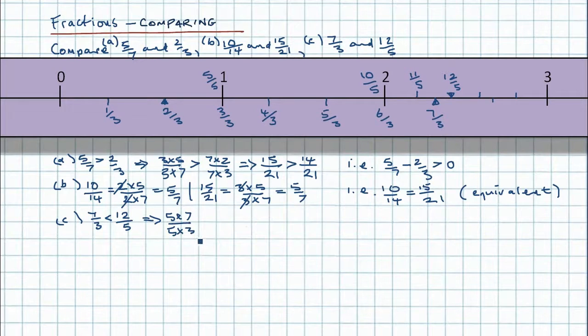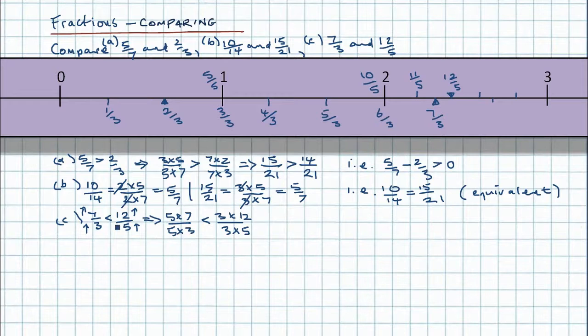So 5 times 7 divided by 5 times 3 is the same as 7/3, and that should be, we hope, less than, so we're going to do 3 times 12 divided by 3 times 5. So we haven't done anything clever here. We've just multiplied top and bottom. If we multiply top and bottom, what we're doing is we're doing the same to the top as the bottom. We're multiplying that up, and same with this. Okay?